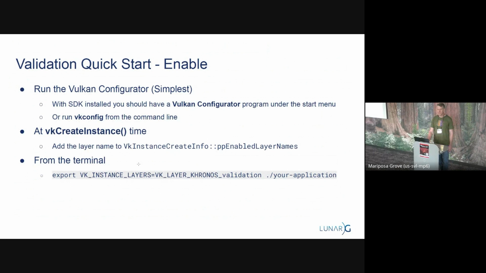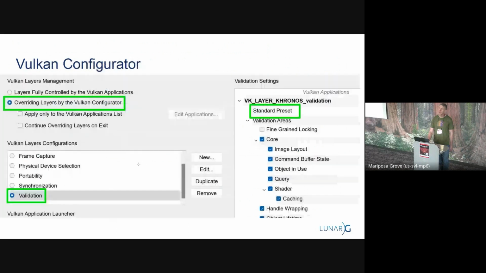So now we'll talk about configuring. Get the SDK, that's the easiest way to get validation. Easiest way, once you have the SDK, to enable it is to run the Vulkan configurator. We'll go through that in a whole bunch of detail. You can also enable it at create instance time. That's great for test frameworks. And then you can also do it from the terminal with environment variables.